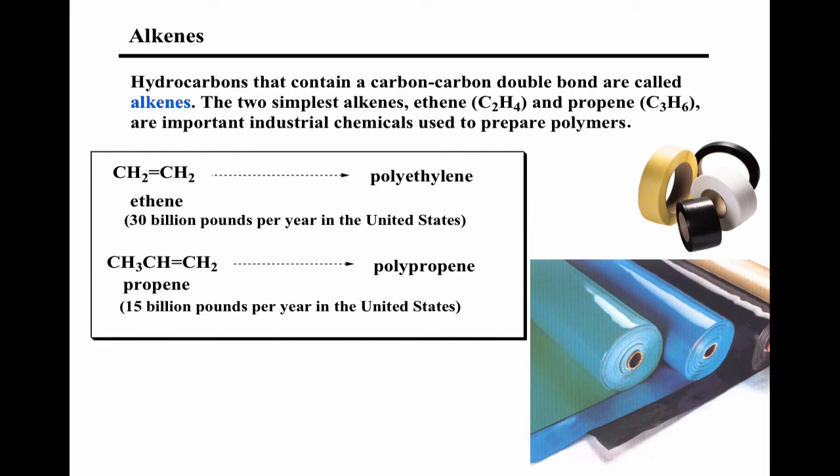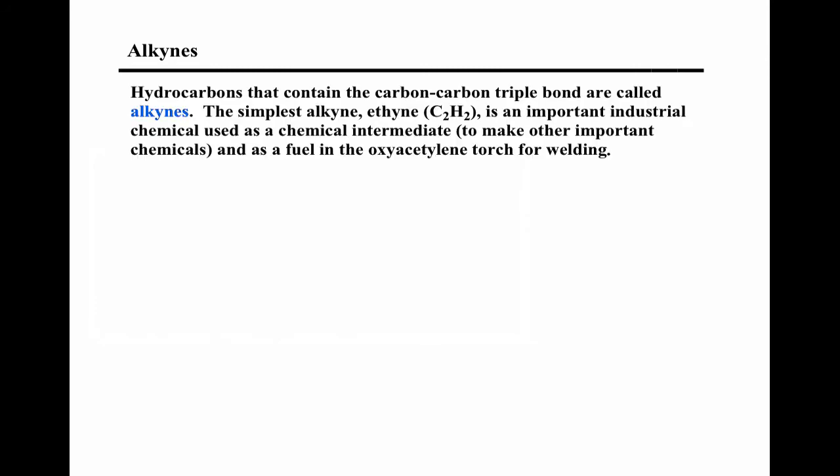Very, very important. Simple, unsaturated molecules can actually be utilized to make these very important industrial materials. Alkynes. We're talking about carbon-carbon triple bonds here. They are still unsaturated. The simplest is ethine, C2H2, and it's an important industrial gas.